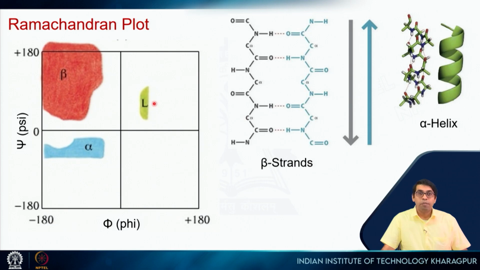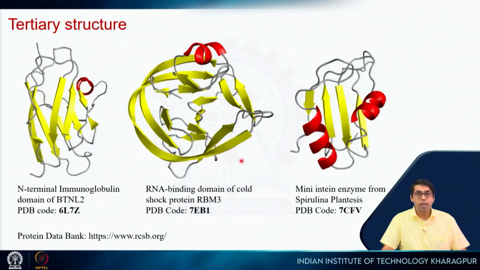Beta strands occupy a particular region in the Ramachandran plot, alpha helix another region, and the left-handed helix a different region in the Ramachandran plot. And all these structures together, once these beta strands and alpha helices are formed, they come together to form the tertiary structure of the protein. Whenever we look at protein structures, you will often see that alpha helices are represented like this spiral structure, and beta strands are represented by these arrows.